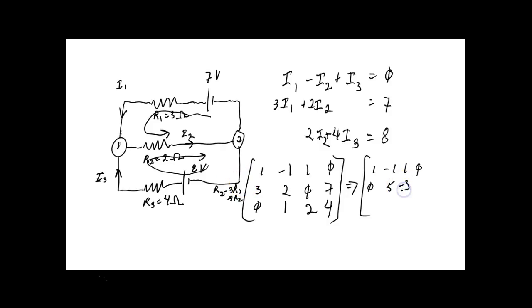-3. Next. 7. Very good. And your next row we leave alone: 0, 1, 2, 4. Okay, what's the next thing we want to happen? We want the first non-zero entry in the second row to also be a 1. It happens to be a 5.